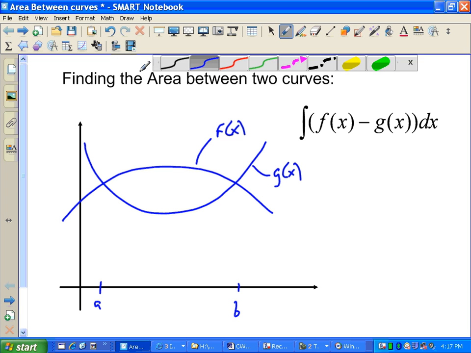So the idea is we want to find the area between these two curves. And so formula-wise, we're just going to integrate from my lower limit, which is the intersection of the two curves, to the upper limit, which is the other intersection of the two curves. And we're going to integrate the difference between the two functions.